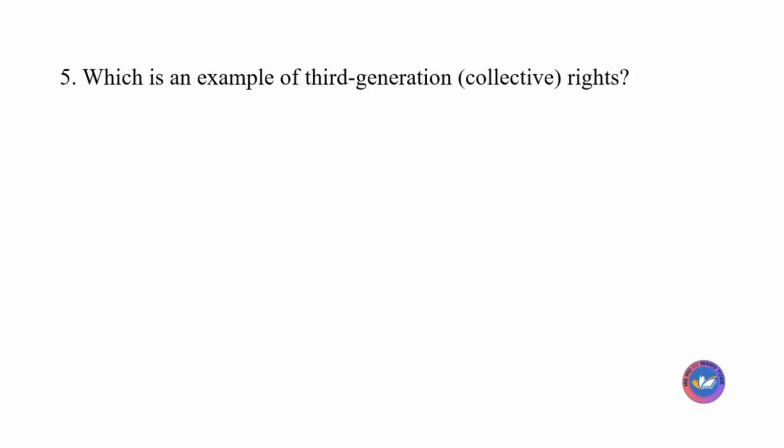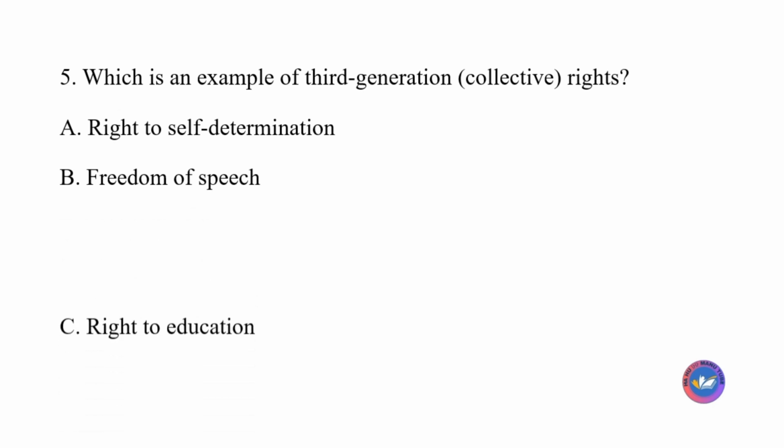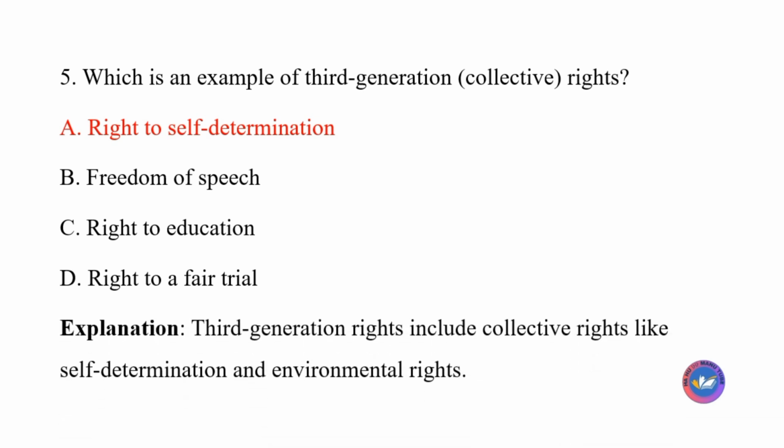Question number 5. Which is an example of third generation or collective rights? A. Right to self-determination. B. Freedom of speech. C. Right to education. D. Right to a fair trial. The answer will be right to self-determination. Third generation rights include collective rights like self-determination and environmental rights.